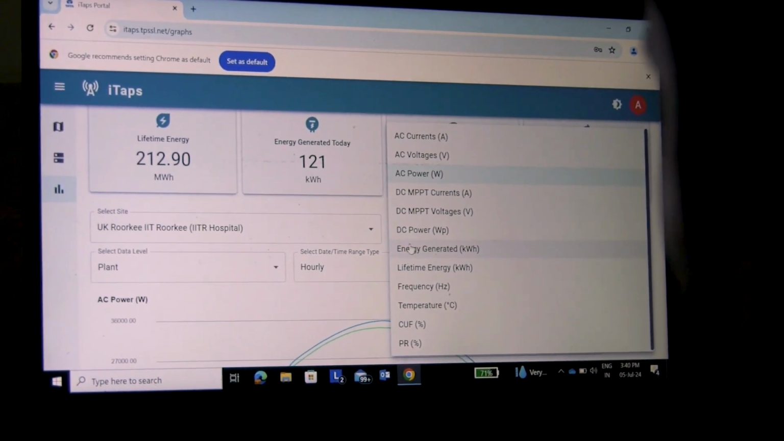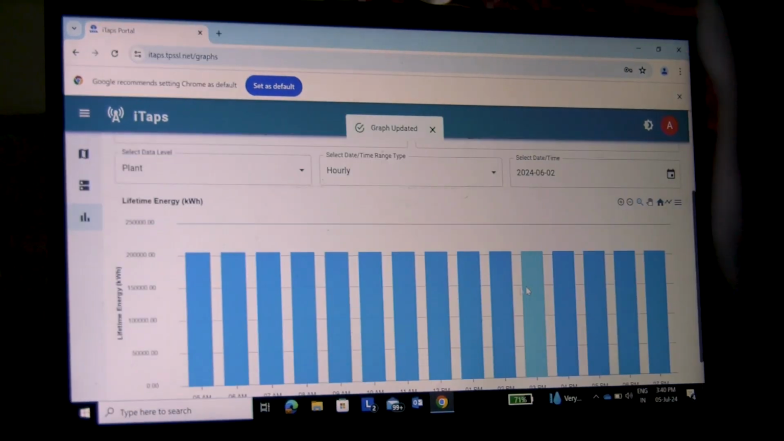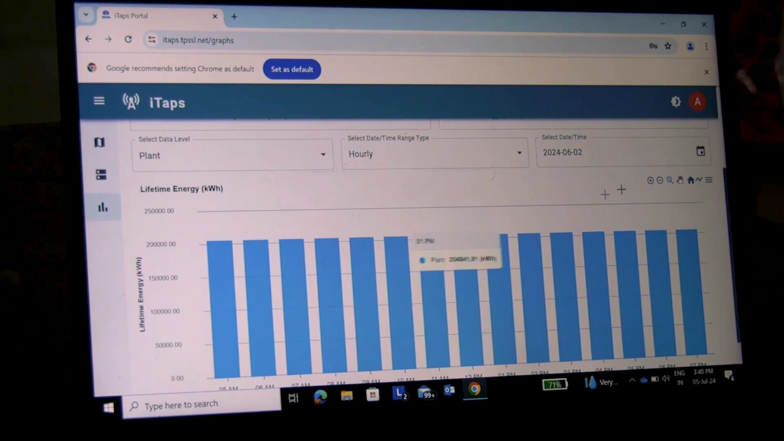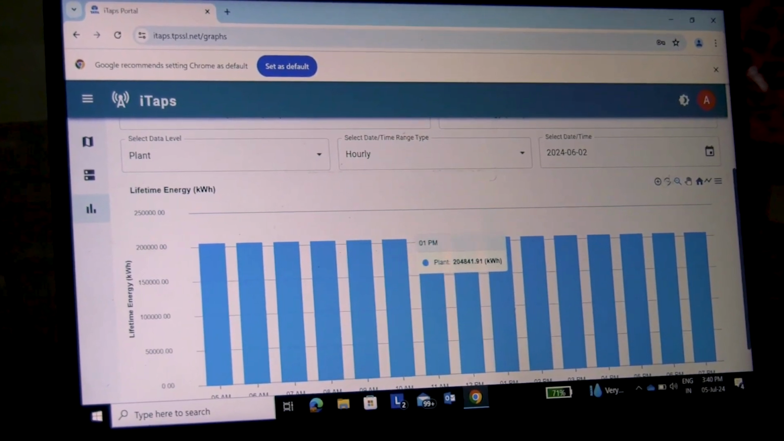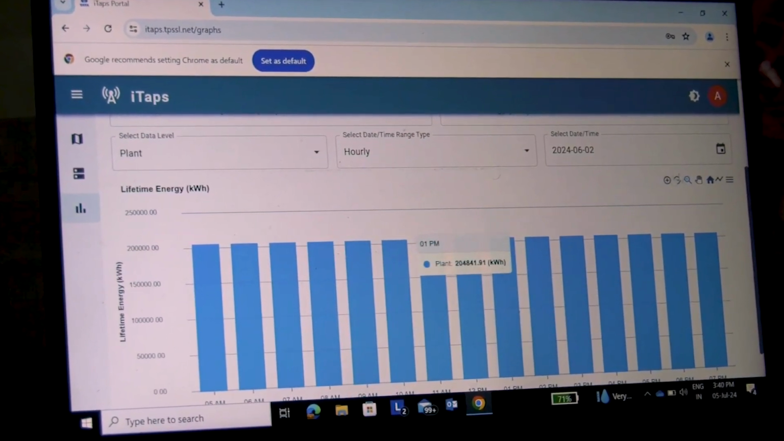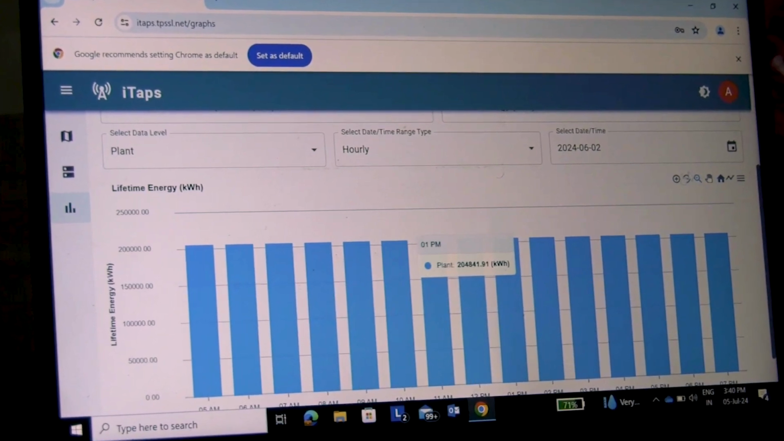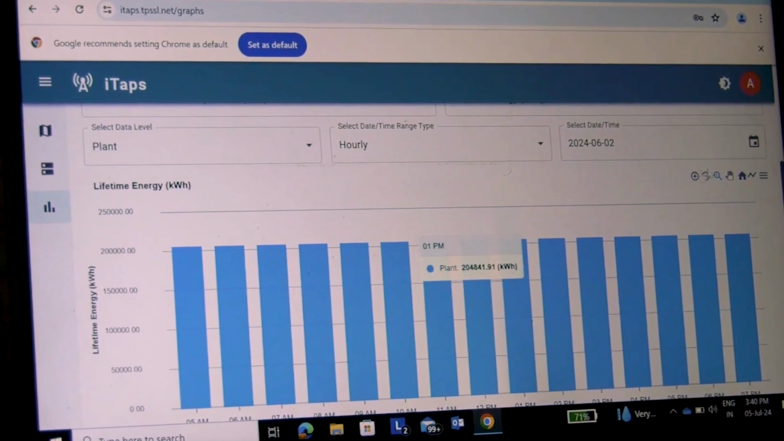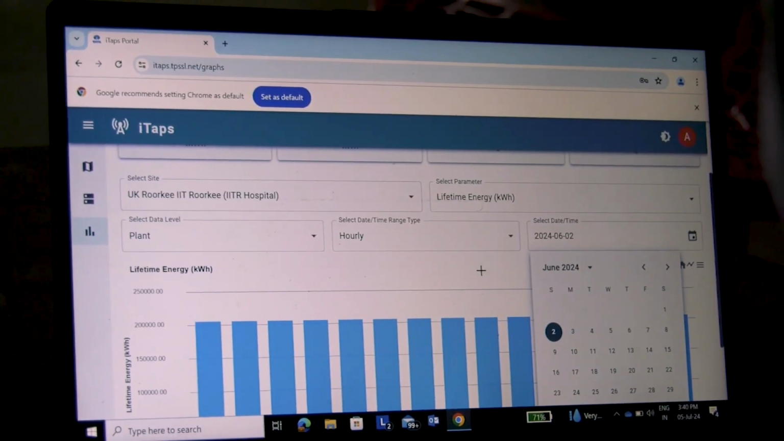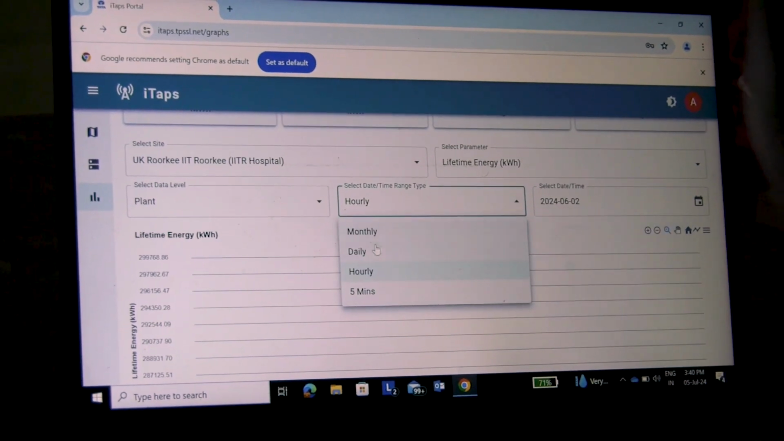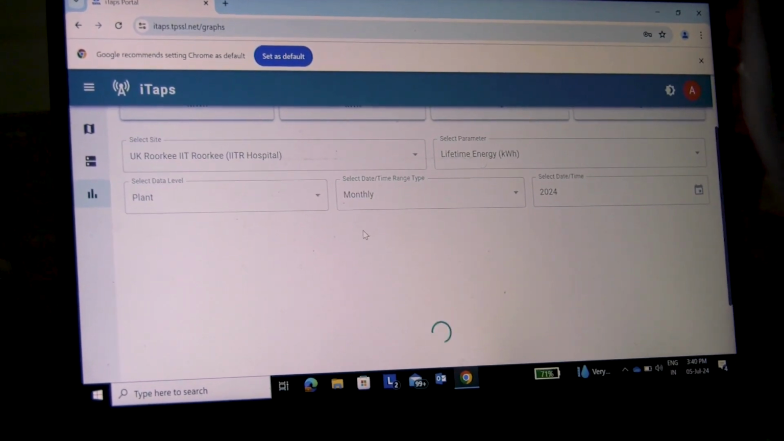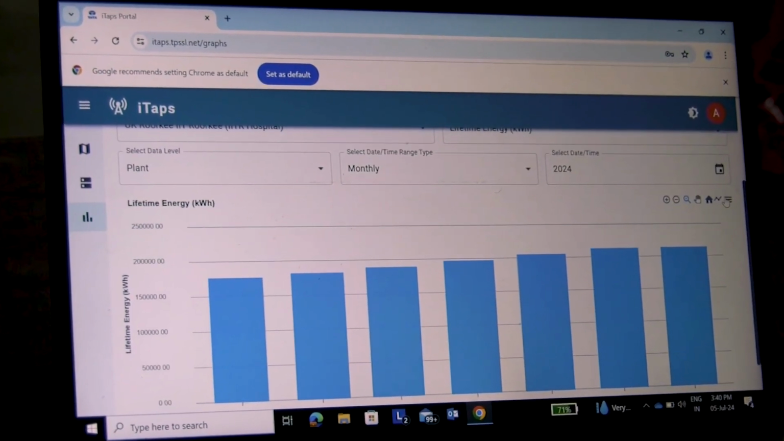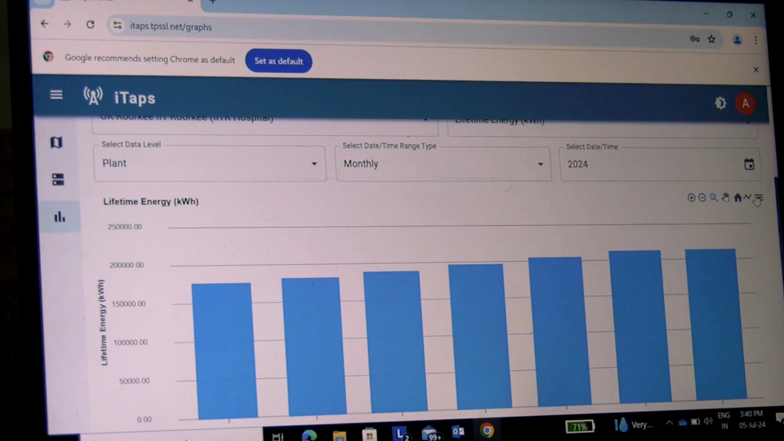Now, let us check the lifetime energy in kilowatt hour. Each bar corresponds to the cumulative energy produced at regular intervals throughout the day, maintaining a consistent energy output close to 200,000 kilowatt hour. The uniformity of the bars suggests stable and efficient energy generation by the solar system over time. So, finally, let us examine the lifetime energy for the year 2024 displayed on a monthly basis. This visualization highlights the energy output for various months, providing a comprehensive view of the system performance over the year.